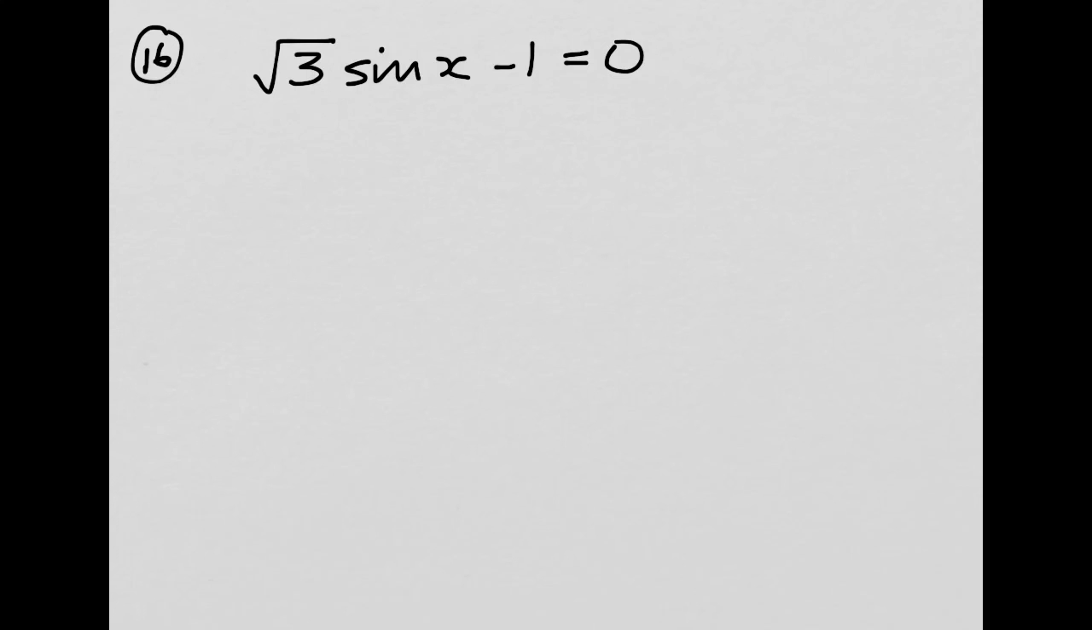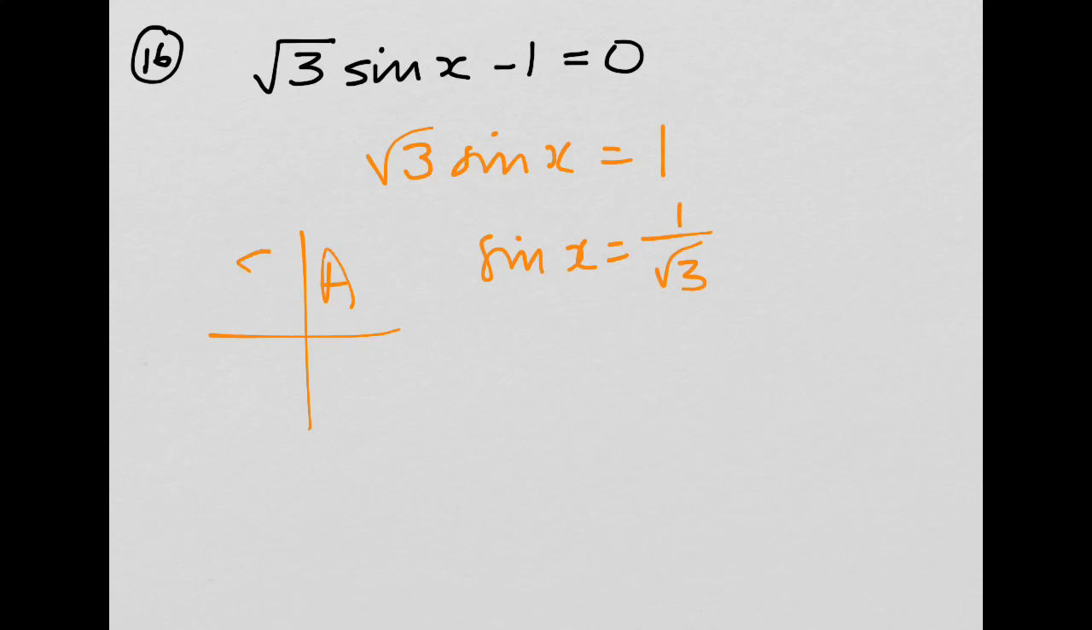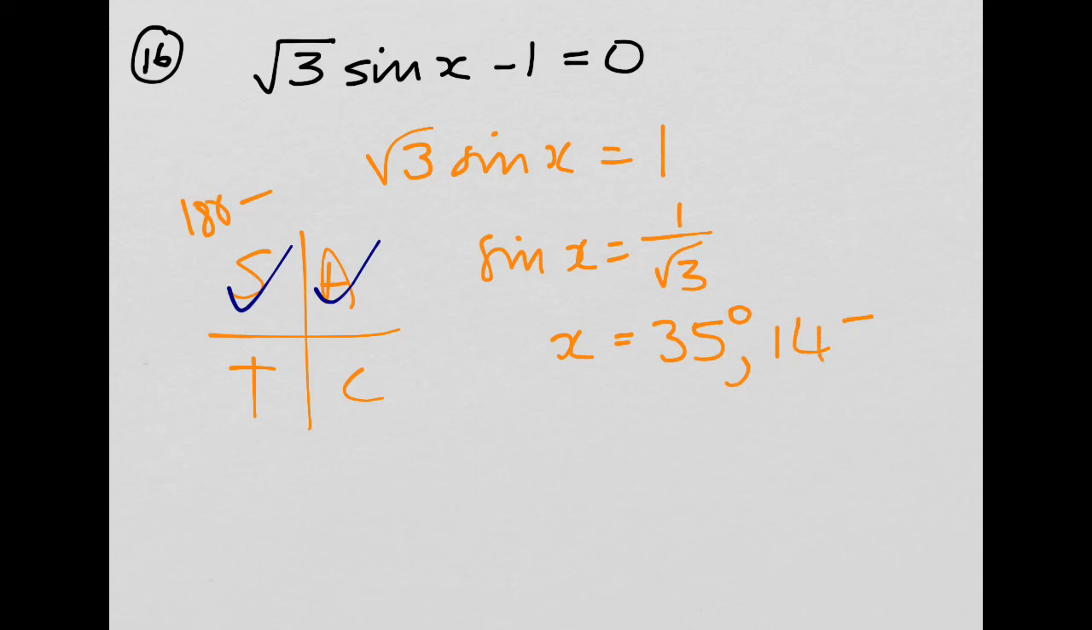Last question, solve the trig equation. Take the negative 1 over, so root 3 sine x is 1. So sine x is 1 over root 3. Do your all sine tan cos. We're looking where it's positive. It's a sine question, so it's these two places here. Calculator will give you one answer as 35. The other answer is 180 minus that, which is 145 degrees.